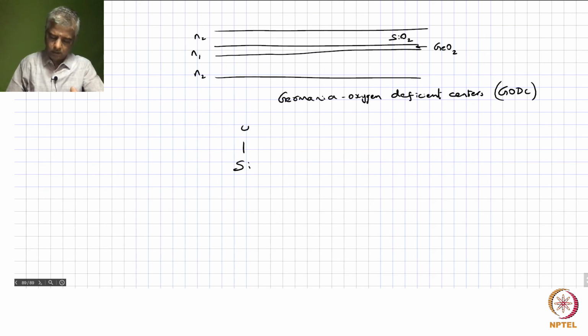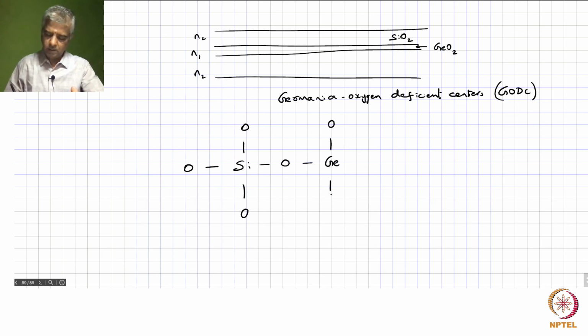The silica matrix is typically like this. It makes bonds with 4 oxygen atoms, and when you dope it with germania, the germanium atom actually replaces a silicon atom in the matrix. So that's what germania doping means.